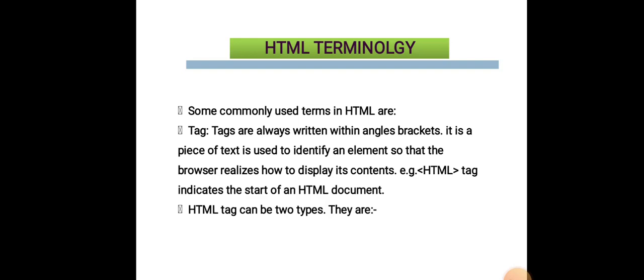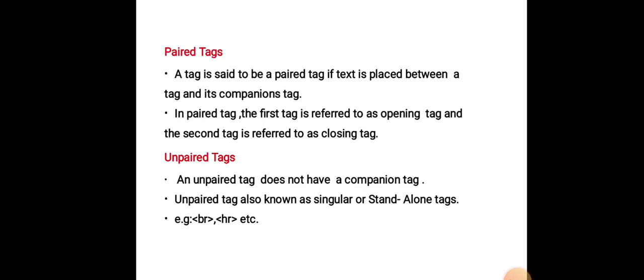Example, <html> indicates the starting of the HTML document, and we have an end tag also, that is represented as </html>, that is end HTML. HTML tags can be of two types: paired tags and unpaired tags. The tag is said to be paired if you have both a starting tag and an ending tag. If you have only a starting tag and don't have any ending tag, that is called an unpaired tag.